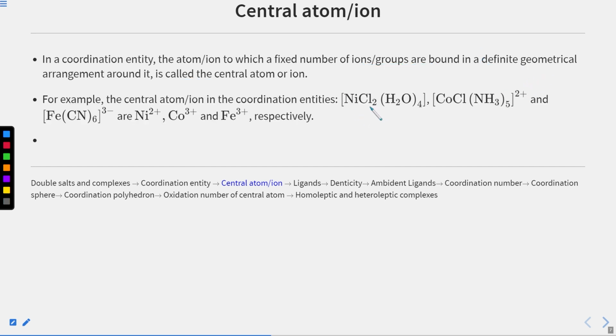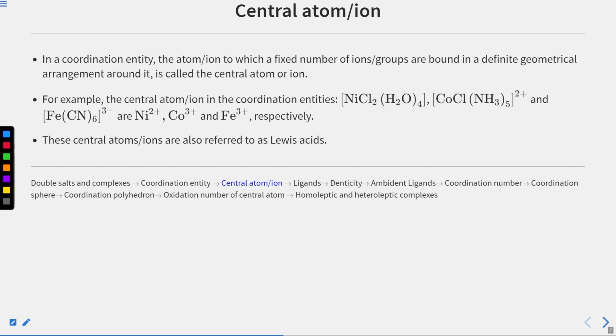For example, this is our central metal here. These are our side atoms, ions or groups. So here Cl2 and (H2O)4. Then we have cobalt as the central atom, and Cl and (NH3)5 as the side ions or groups. In this case, we have Fe as the central atom, that is iron, and CN as the ions or groups surrounding this metal ion. Clear?